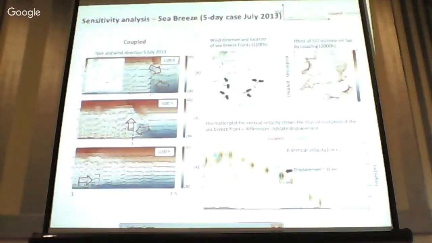But in this case, the land-sea contrast, even in uncoupled mode, is very strong. So it's very hard not to develop the sea breeze. So we want to look at some more wild-shot cases as well to see if this is improving forecasting.